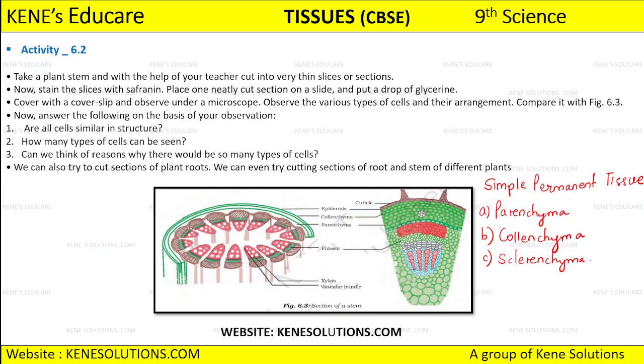Now this is collenchyma. Can you see this collenchyma which has been given here? This is elongated, irregularly thickened cell. What is this?